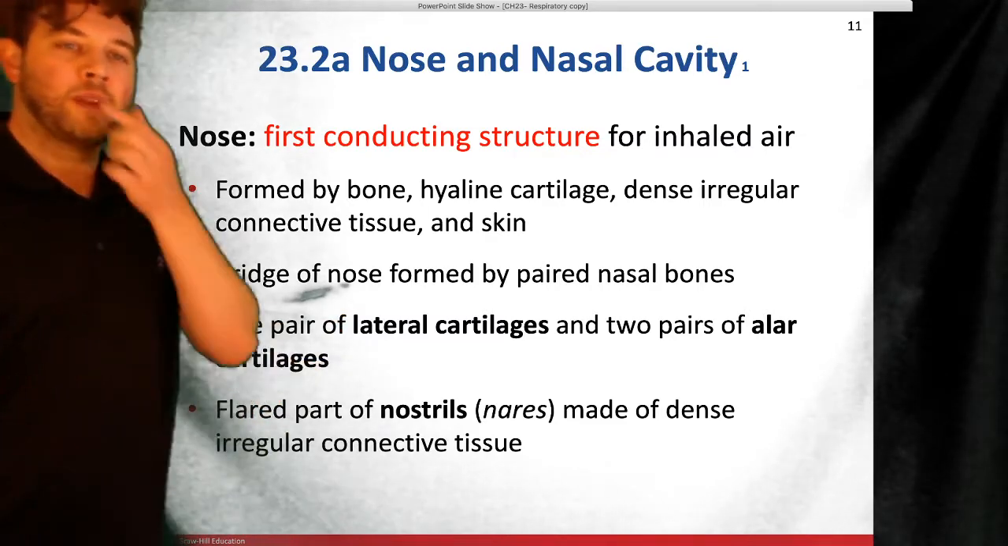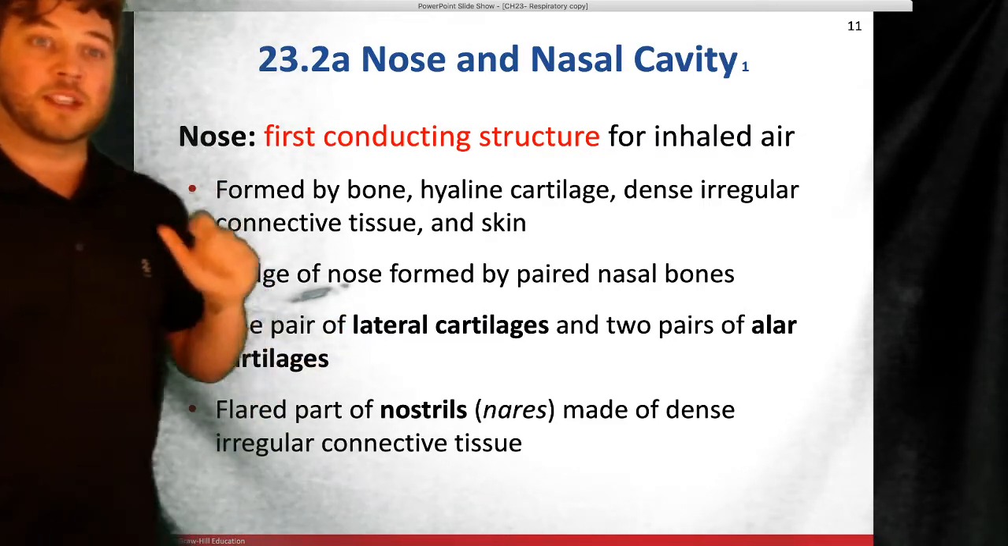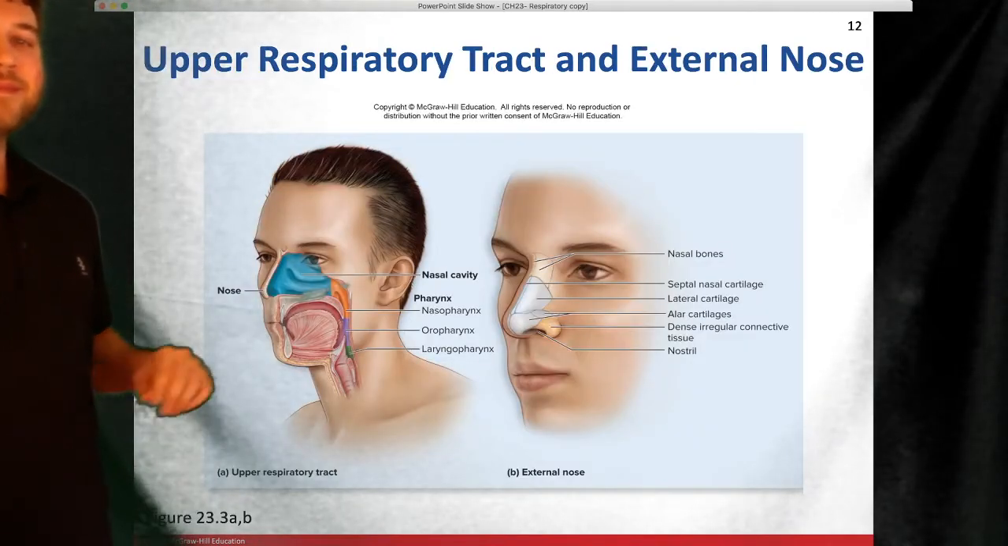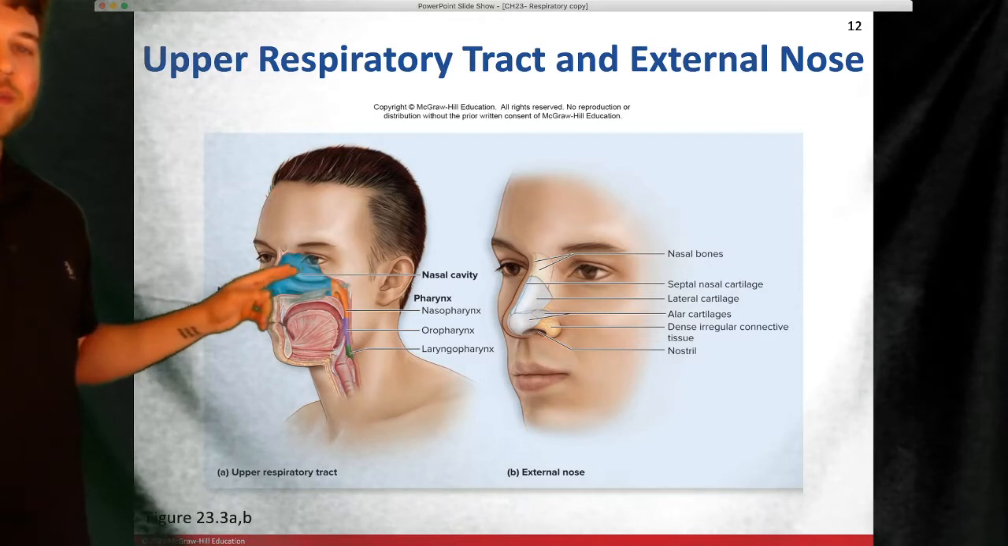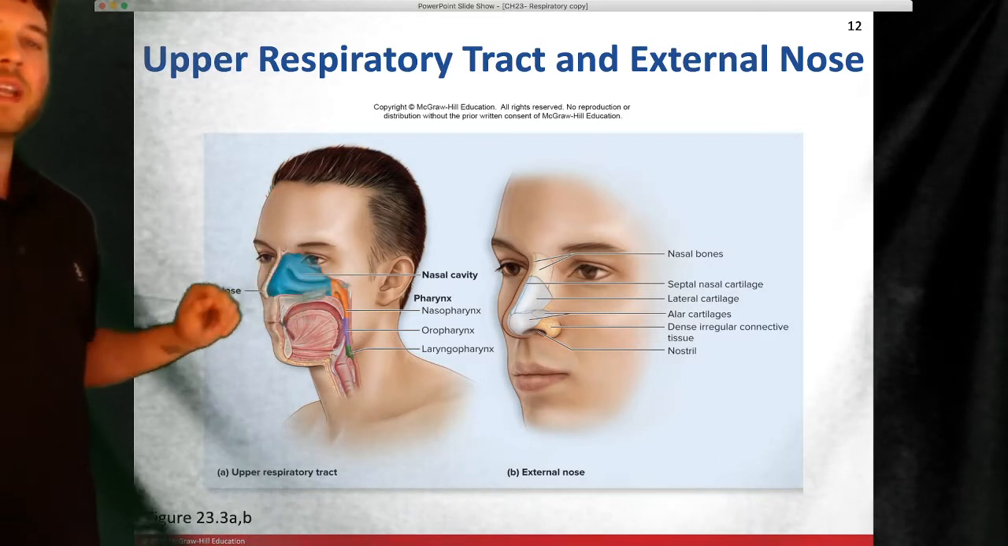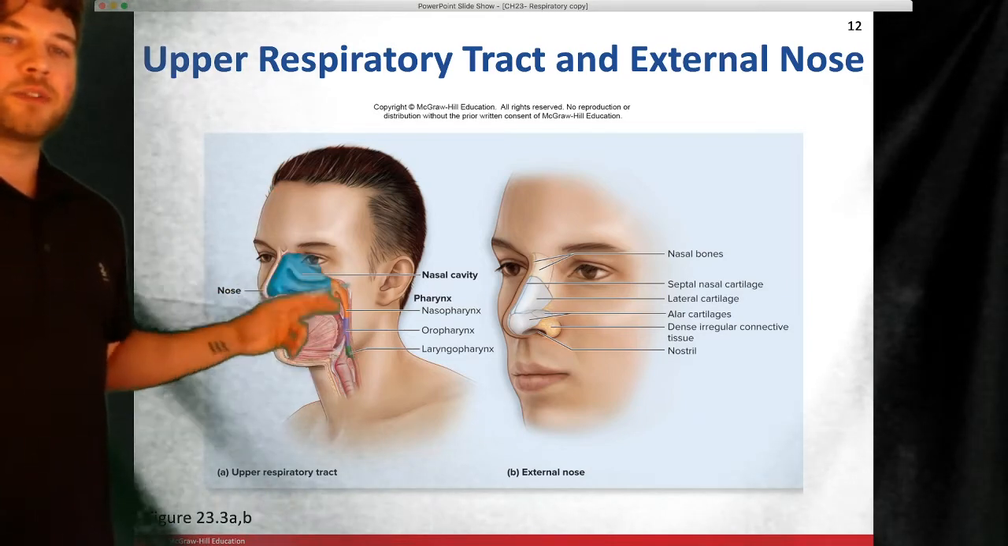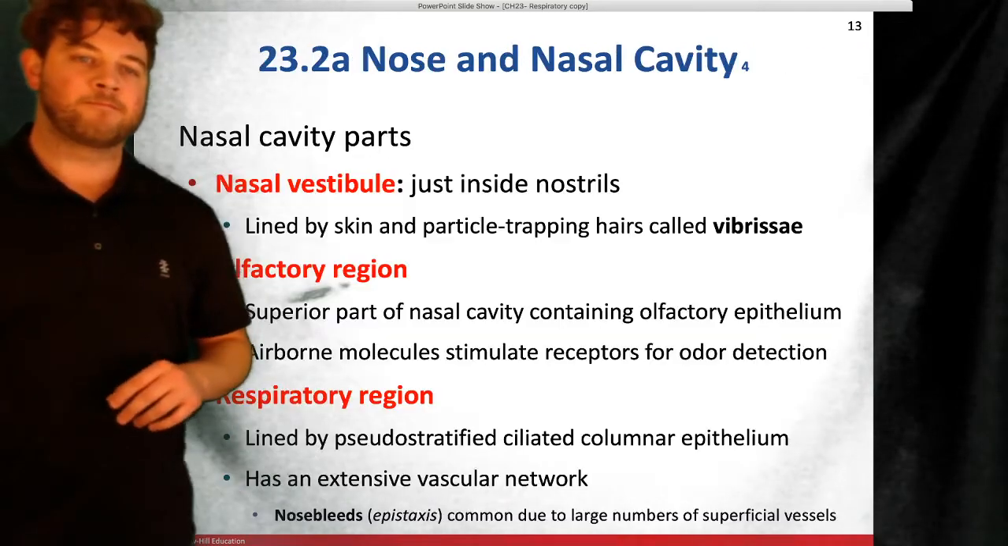I'm trying to flare my nostrils and I raise my eyebrows. The paired nares. Here you can see the nasal cavity with the concha, the ridges that help to disrupt the airflow, the oral cavity, as well as the pharynx, the three different regions of the pharynx.